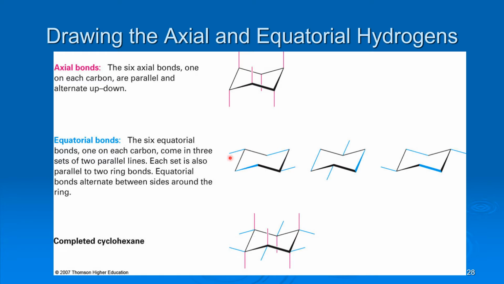So this equatorial is parallel to this one, and this one's parallel to this one. So you find the 2 carbons that it's attached to, and it's parallel to the 3rd one, because these are parallel, these are parallel, and these are parallel. So we've got our 2 equatorial this way, and our 2 equatorial this way, and our 2 this way. So if you put them all together, you've got your axial and equatorial. So I would practice making those.